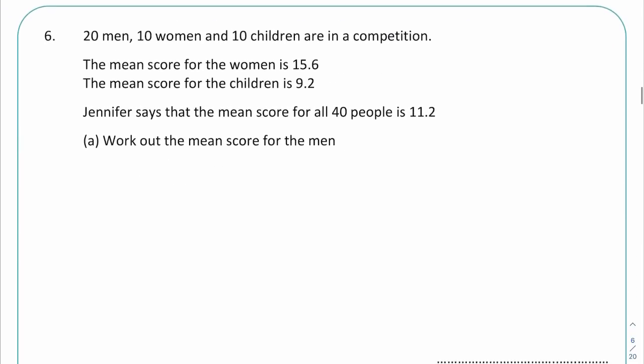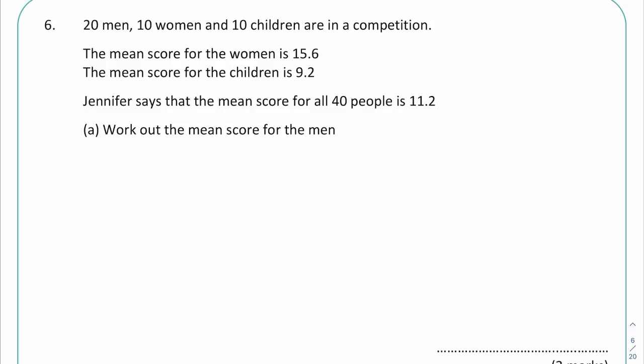On to question 6. Now this is a calculator question, but it's not a calculator topic. It could come up as a non-calculator version as well, but here is a calculator version. So it says there are 20 men, 10 women and 10 children. The mean score for the women is 15.6 and the mean score for the children is 9.2. Jennifer says that the mean score for all 40 is 11.2. Work out the mean score for the men.